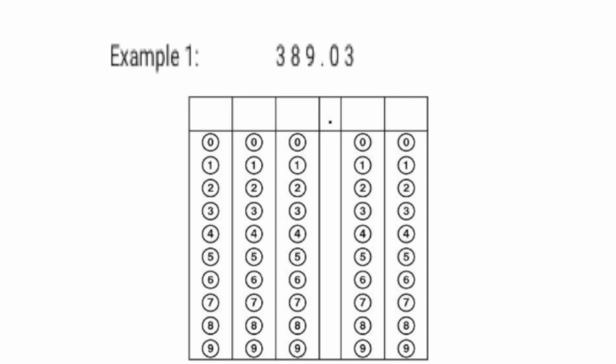In this first example, my answer is 389 3/100. So I'm going to label my place values. Here I have the hundredths, the tenths, the ones, the tens, and the hundreds. My second step is to go to my answer document and label the place values correctly. I have the hundredths, the tenths, the ones, the tens, and the hundreds.